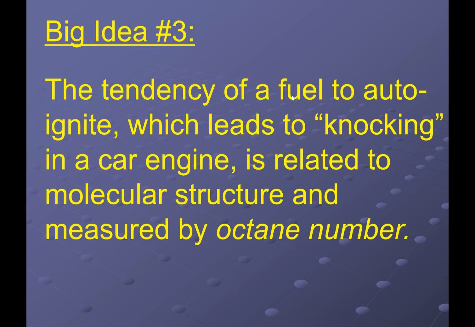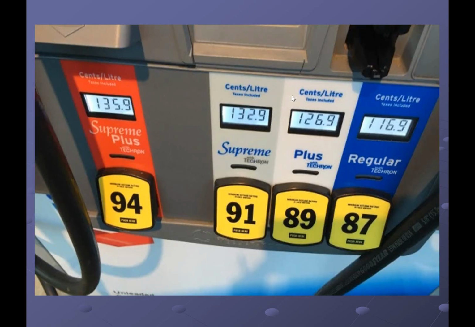And it's related, in this case, to the molecular structure measured by our guy called octane number. So those of you that start driving, when you go to your gas station, you see gasoline is rated at different octane numbers. These 87, upwards of 94. These ones here are actually the quality of the fuel itself. Obviously, a difference in cost as well.